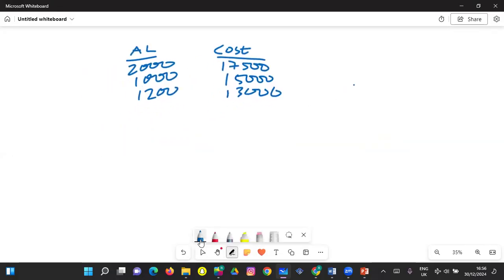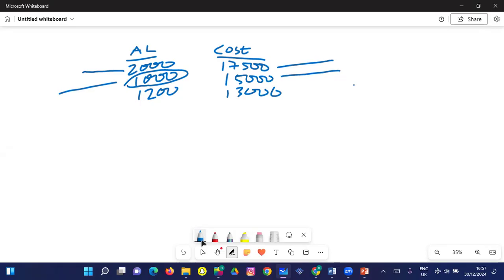So what the high and low method is going to do is select the highest activity level. The highest activity level here is 2,000, and then its cost. Then the lowest activity level here is 1,000, and then also its cost. Right. So the high and low method will use this to determine the variable cost per unit.